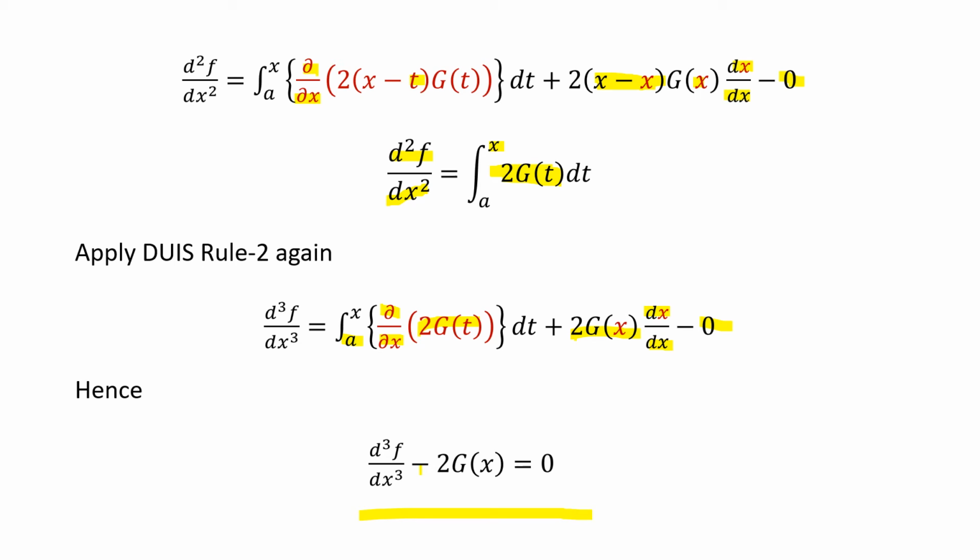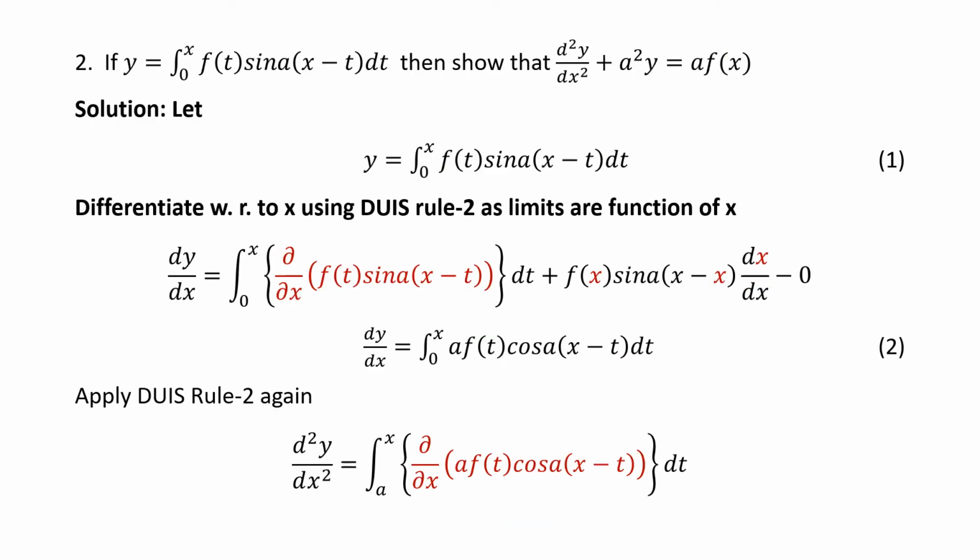Okay, so in that way we have to apply this rule 2. Let's take one more example to solve. If y is equal to the integral from 0 to x of f of t sine of a into (x minus t) dt, then show that d2y by dx square plus a square y equals a into f of x. Okay, so again first we will consider the function y is equal to the integral from 0 to x of f of t sine a into (x minus t) dt.